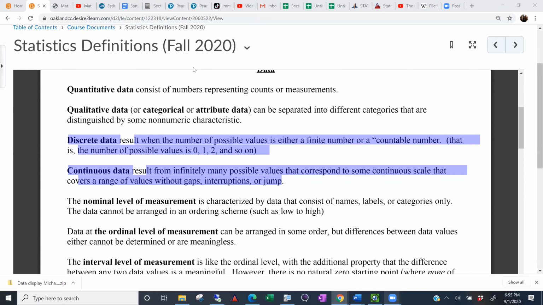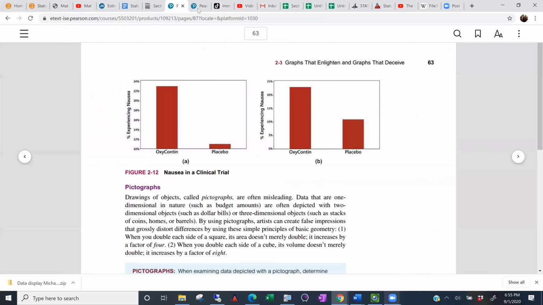So let's turn our attention to some of the problems in the book then, just to give you a feel of what those look like.